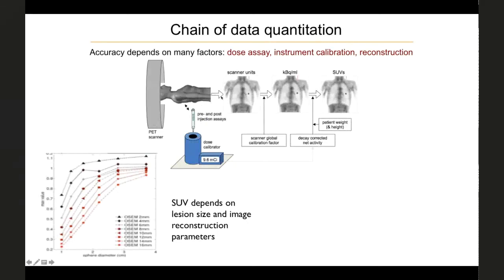We have to do this cross-calibration. We have to correct for effects in the patient. And also, this graph down in the bottom corner indicates that the measurements that we make are dependent on other factors. They can be dependent on which regions we place, and they also can be affected by the size of that lesion and also by the reconstruction parameters that we apply.